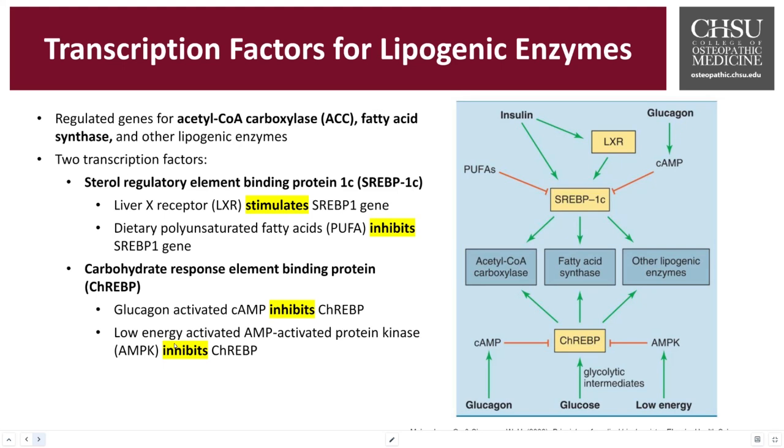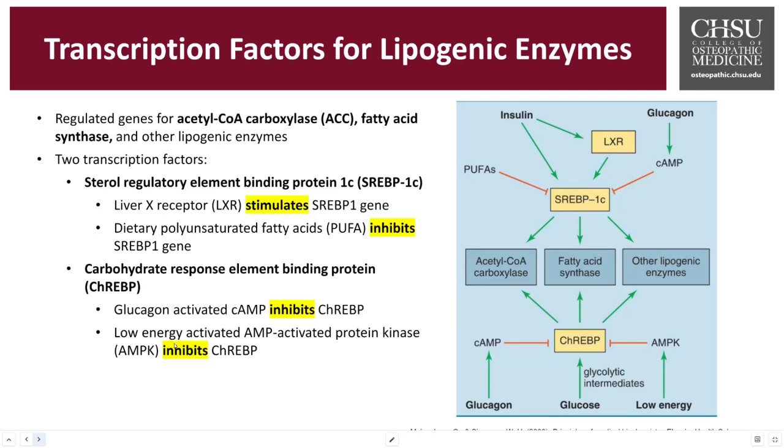The first one is called sterol regulatory element binding protein 1C, also known as SREBP1C, which is primarily expressed inside our liver. SREBP1C is activated by a liver X receptor called the LXR receptor, which stimulates the expression of the SREBP1 gene. The activation will lead to upregulation of lipogenic genes, and this will then cause an increase in synthesis of fatty acids and also triglycerides. Dietary polyunsaturated fatty acids, PUFAs, actually inhibit and turn off this gene.